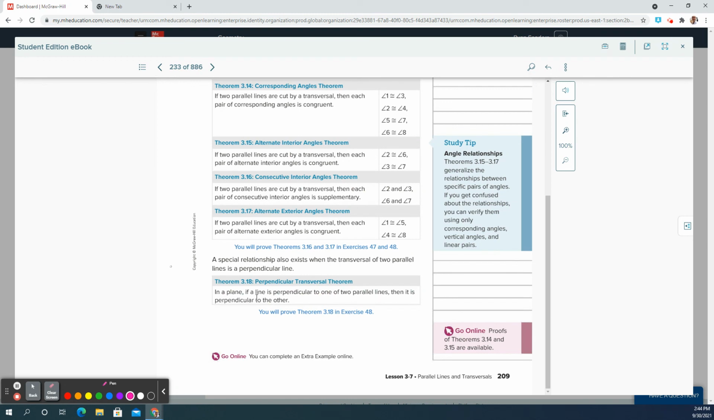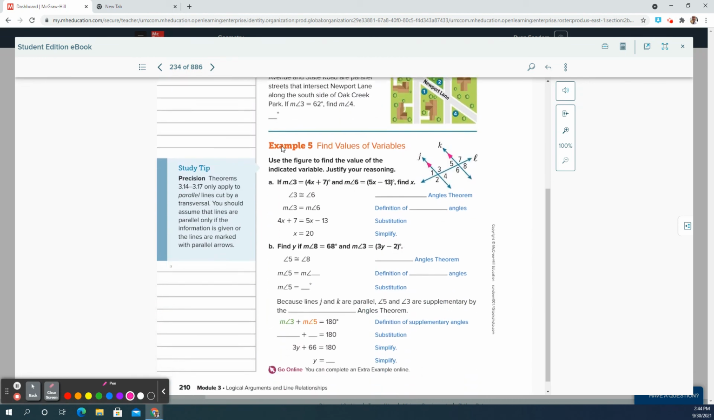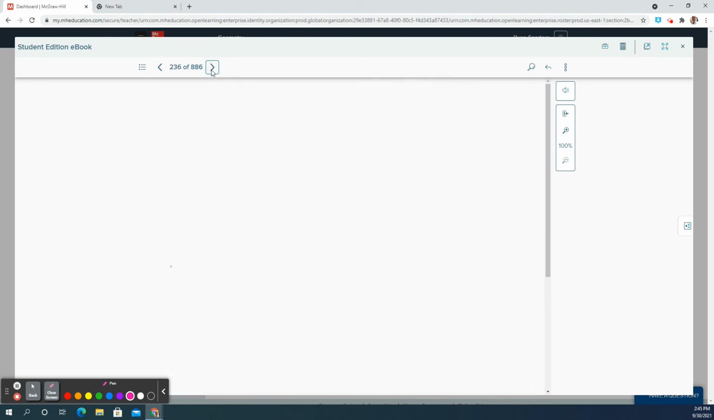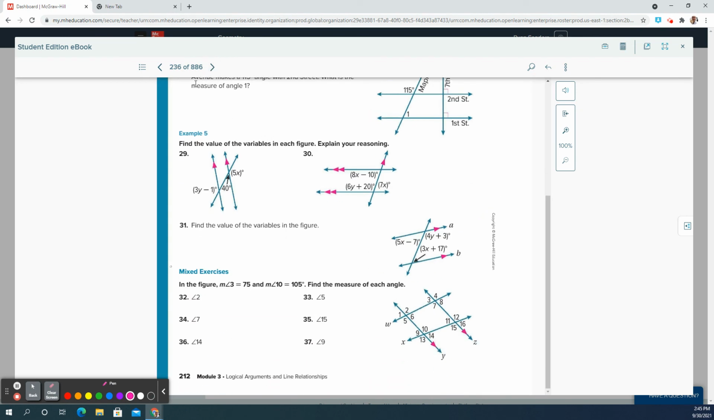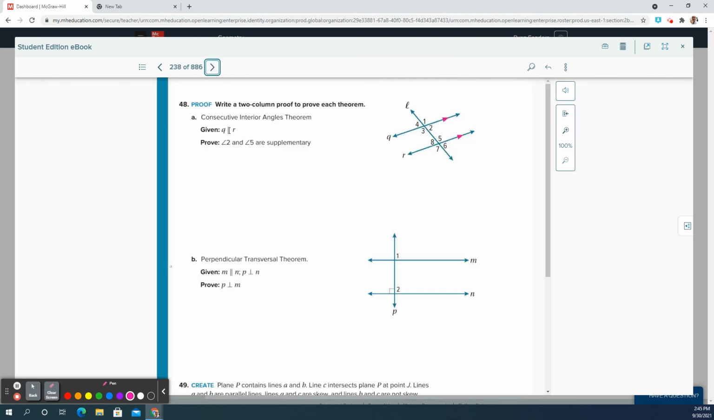Perpendicular transversal, perpendicular, that means everything is 90 degrees basically. And we got some examples here. And looks like they're not giving us anything else. Good. So that should be it. Hopefully that'll help you kind of match anything you need in this section.